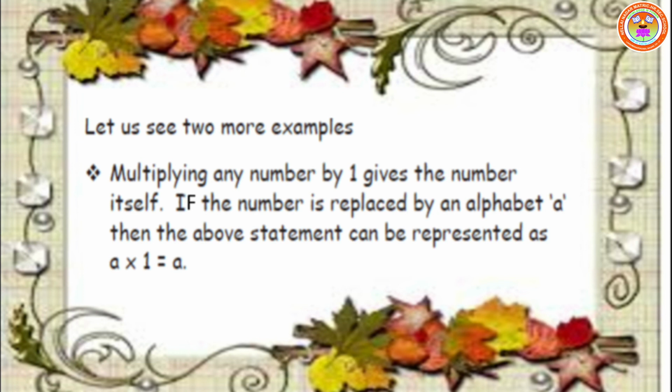Multiplying any number by 1 gives the number itself. If the number is replaced by an alphabet A, then how can we say this statement? Any number is multiplied by 1. So we can represent that number as A. How will you say this statement? A into 1 is equal to A. Suppose you assign B, then how can you say the statement? B into 1 is equal to B.